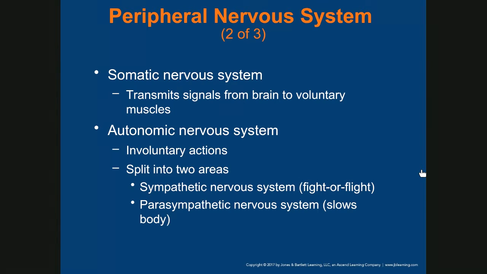Right? The autonomic nervous system is involuntary, so the brain does not directly control the autonomic nervous system. It splits into two areas: the sympathetic nervous system, which is the fight or flight, and the parasympathetic nervous system, which is the rest and digest, right?